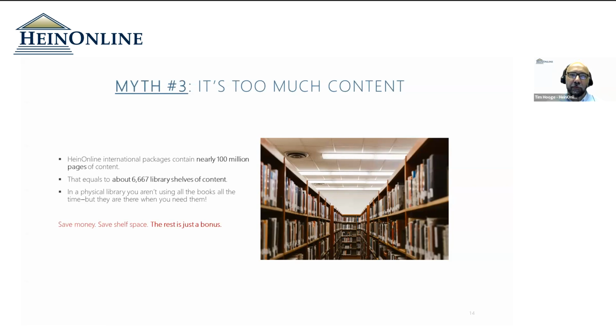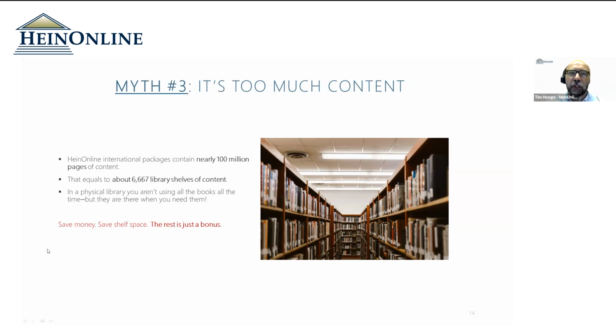If you think about what a physical library looks like, there are thousands of books available, and they're not all used all the time. But when that one particular patron comes in and they're looking for that special rare nugget of information, those books that are kind of waiting in the wings become very valuable, because those have that rare piece of knowledge that not everyone's looking for. And that's how HeinOnline works.